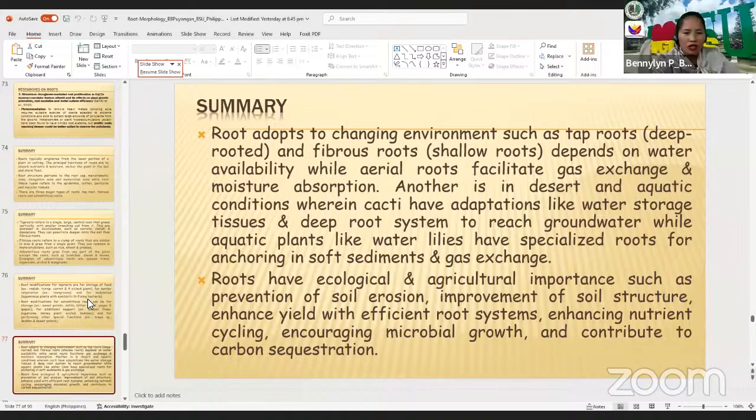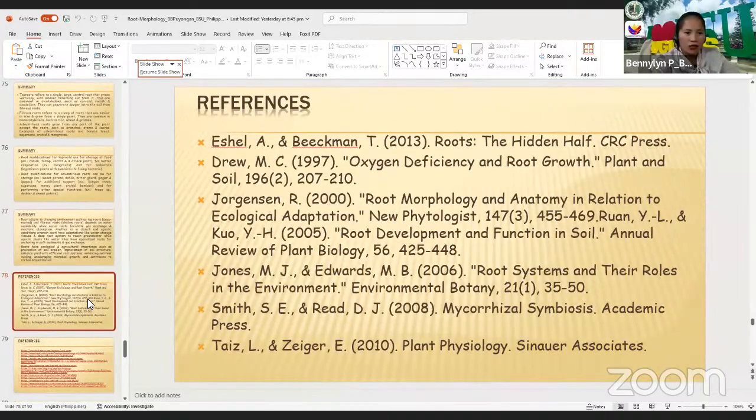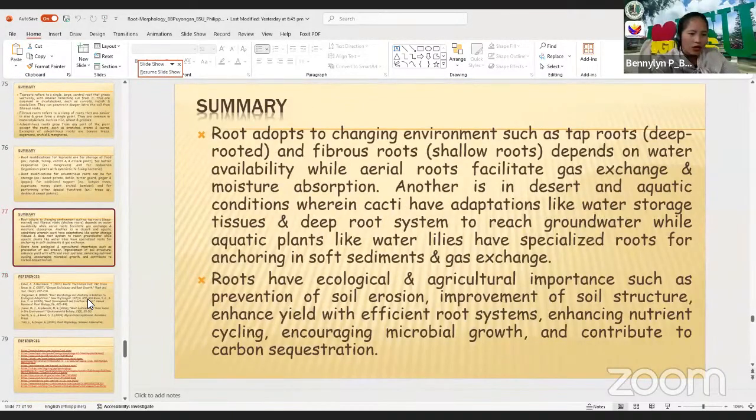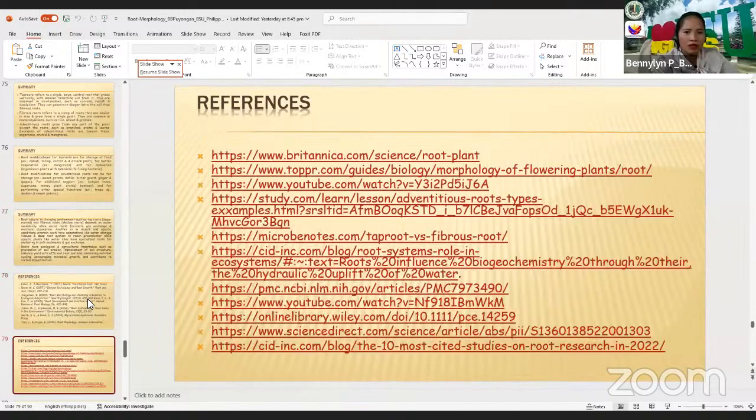Roots also have ecological and agricultural importance, such as prevention of soil erosion, improvement of soil structure, enhanced yield with an efficient root system, enhancing nutrient cycling, encouraging microbial growth, and contributing to carbon sequestration. So that's all for my discussion, with the references.